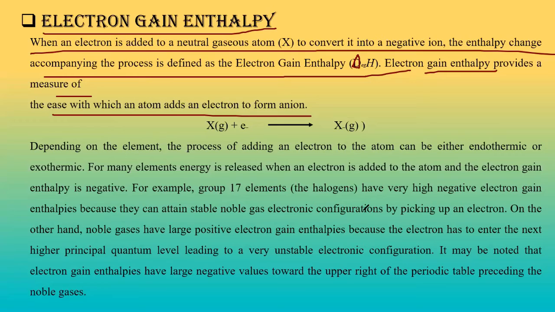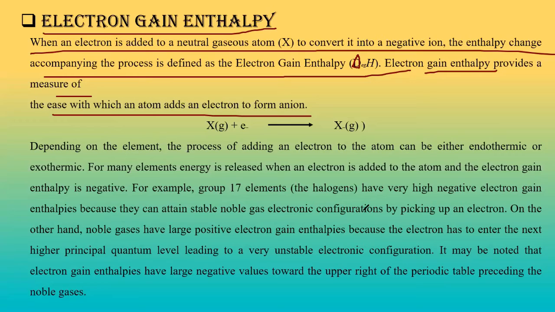Generally, whenever an electron is added, energy is released. Why? Because the atom becomes stable. Let us imagine we have Cl. You add one electron, and Cl becomes Cl minus, getting the configuration of argon. It becomes stable. That is the example that has been provided here.